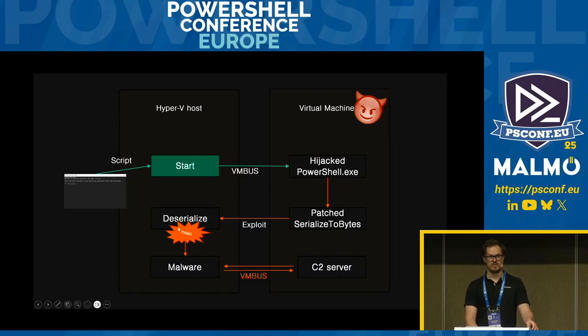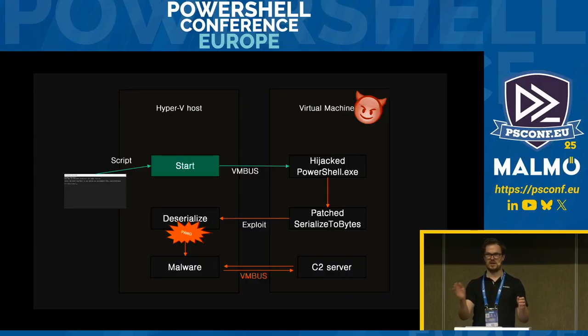So the hypervisor host is going to get the bad XML, and it's going to deserialize the bad XML, and it's going to execute on the hypervisor host. So this is a virtual machine. And then, by the way, the C2 that you saw is basically just a reverse shell over the VM bus. So it sounds super complex, but it's kind of easy.